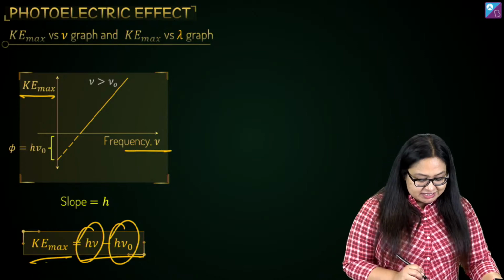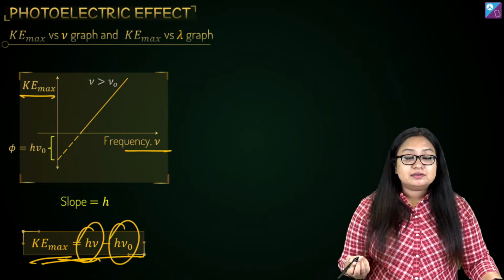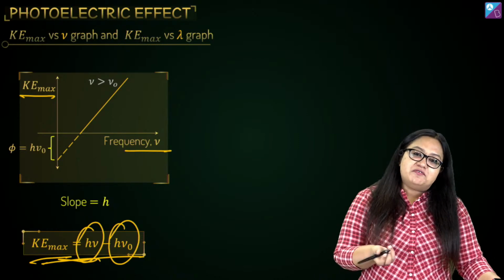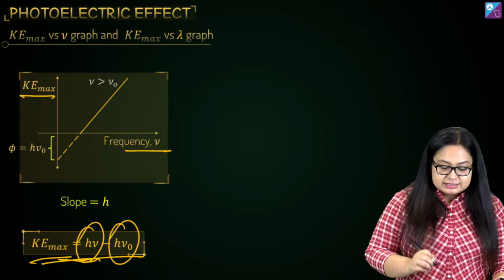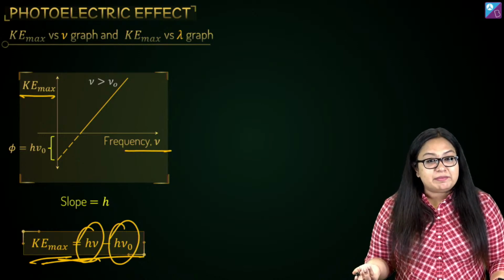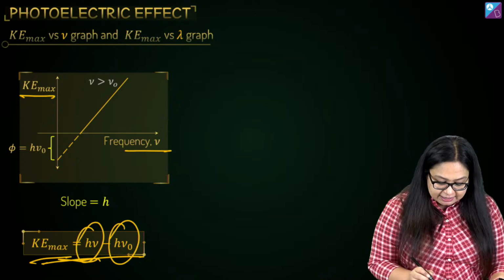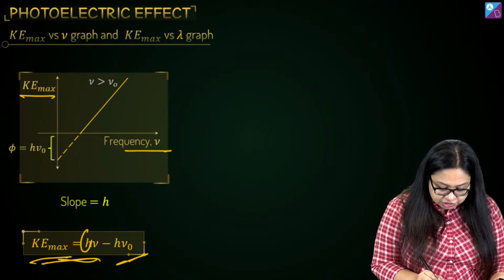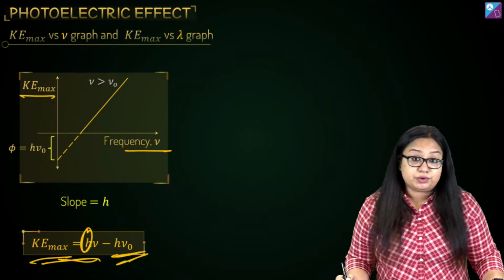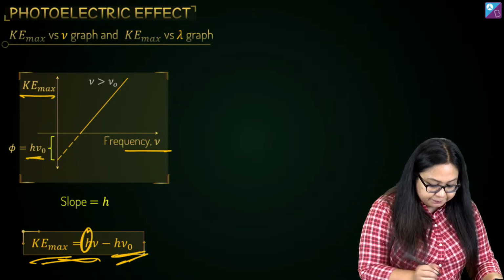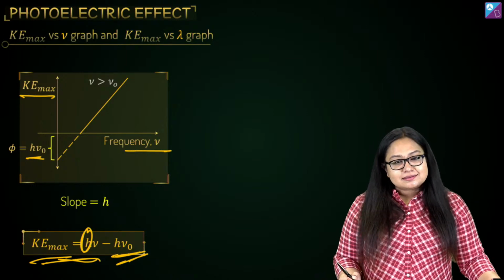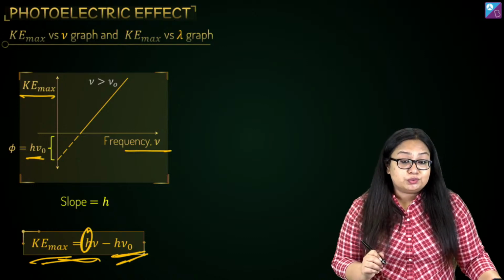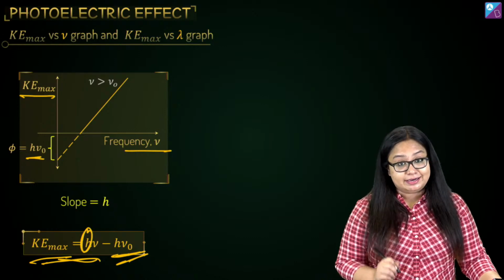As you can see, these two are related with a linear relation. So, the graph will be a straight line. This is a y equal to mx plus c kind of relation. Here m is equal to h and c is minus h nu naught, which is minus phi. This is the relation between maximum kinetic energy and nu, the frequency of the incident radiation.